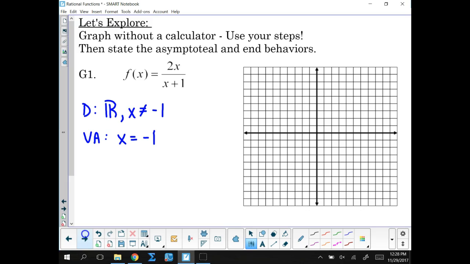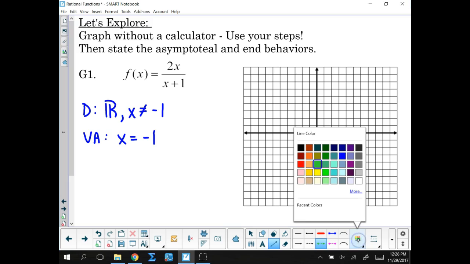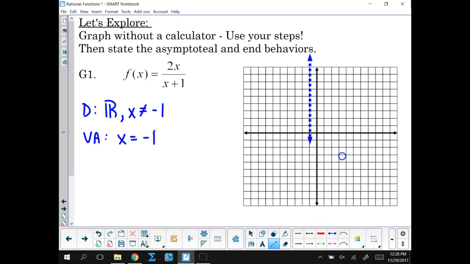Okay? Now, refresh my memory. I'm going to go to the graph now. How does my vertical asymptote get on there? Dashed line. Okay? Dashed line at x equals -1. I'm guessing we need straight edges too. Well, if you can't follow a straight line, then yeah. Okay? Alright?